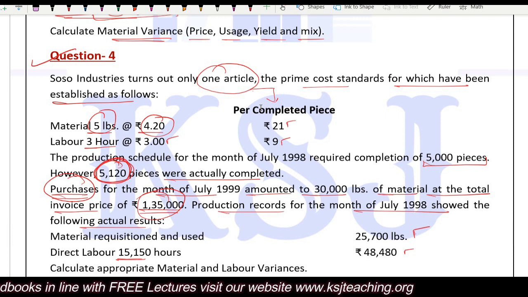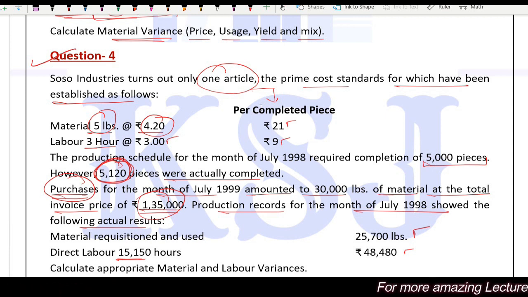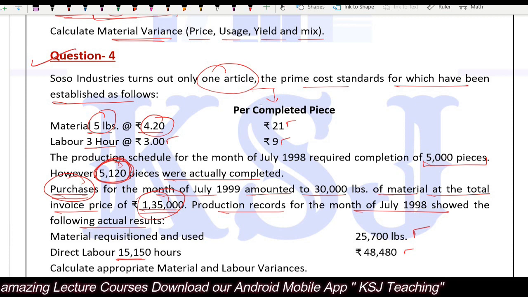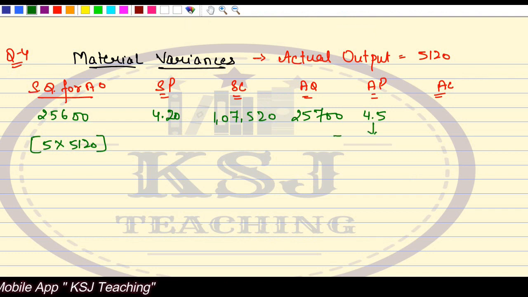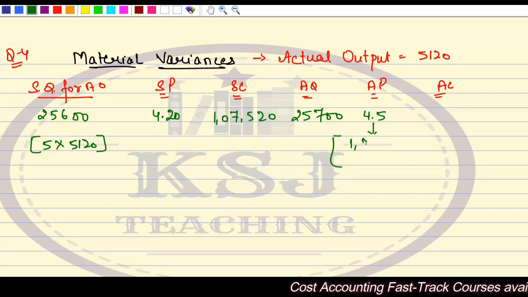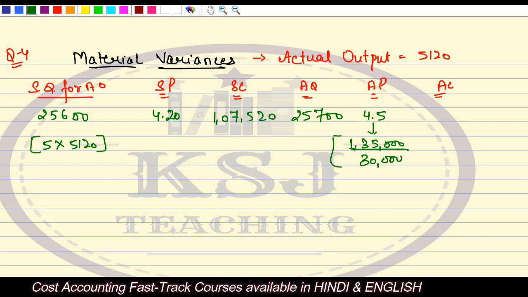But sir, the actual price is also not given. So how to calculate these two things? Actual price can be calculated. What is the actual price of the material? The price will be the price at which we have purchased the material, that is 1,35,000 divided by 30,000. That comes to 4.5. How has this been calculated? This is calculated as purchase cost 1,35,000 divided by units purchased, that is 30,000.